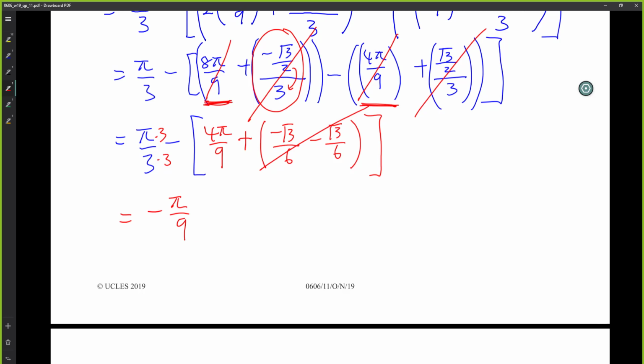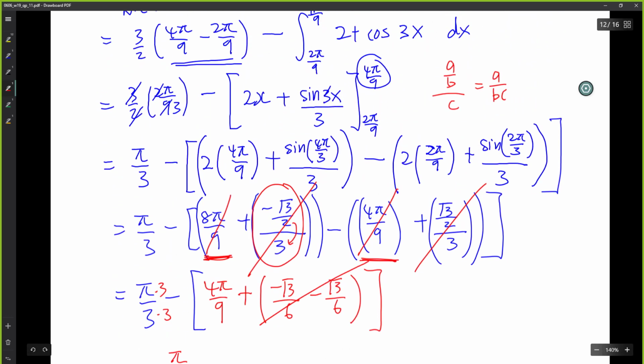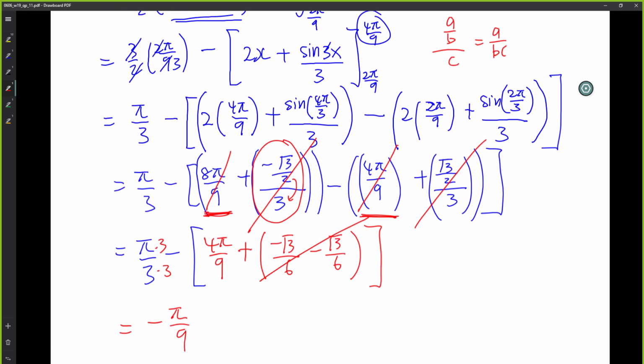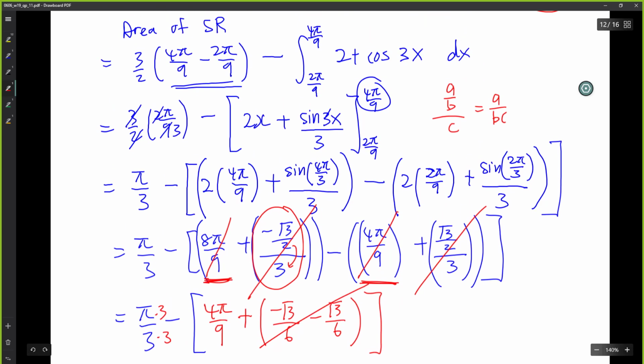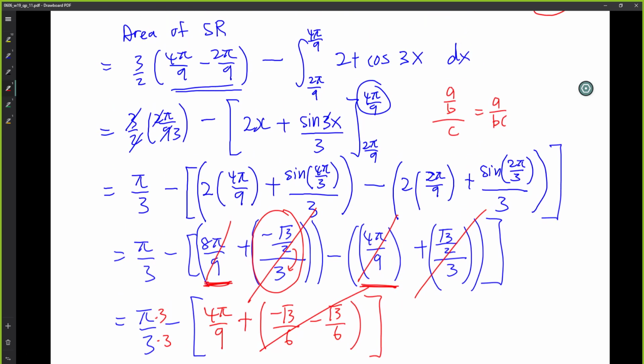No, this is not possible, because it's area. How can we get negative for the area? Isn't it? Definitely I made some mistakes somewhere.